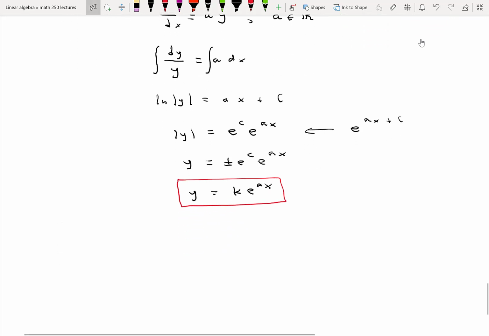So let's take a look at some more. Oops, I'm gonna get out of red. Back to black. Example. Let's say, here we go. Oops, I guess I should give directions. Solve dy/dx equals x e to the x minus y.